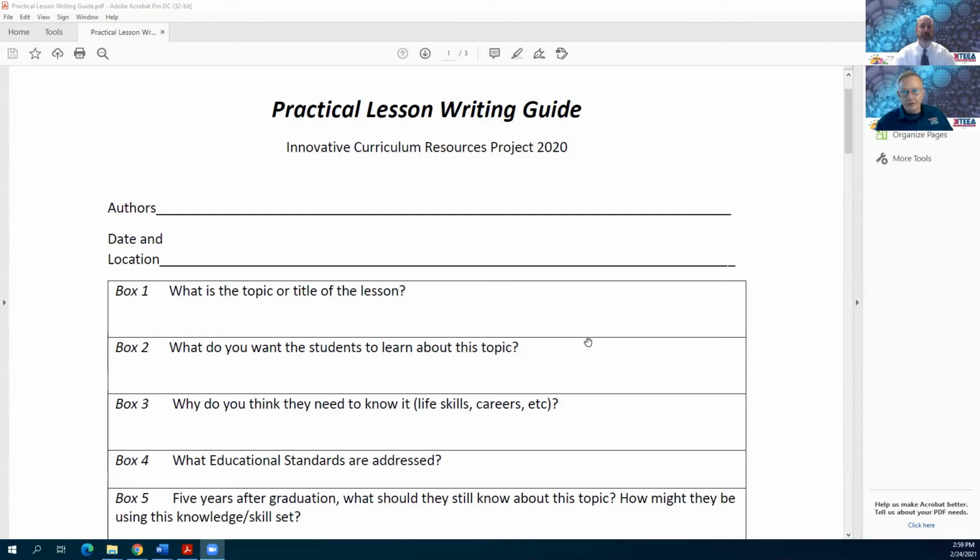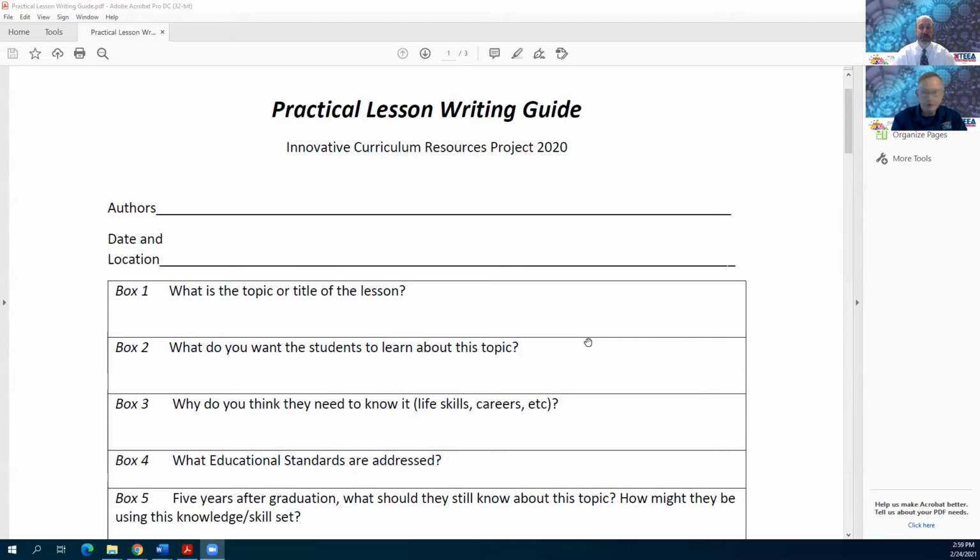Box number 1, what's the topic? You say, oh, I'm going to teach some welding. I'm going to teach some aerodynamics. I'm going to teach some joinery and woods, whatever it might be. What's the topic? What do we want them to know? So think about that. What is it that you really want them to know? What's really important for them to know about this topic?